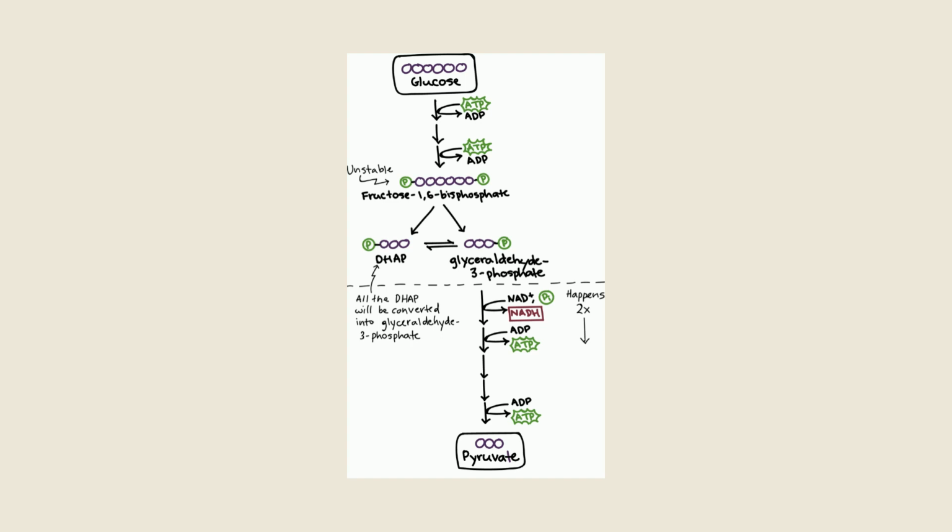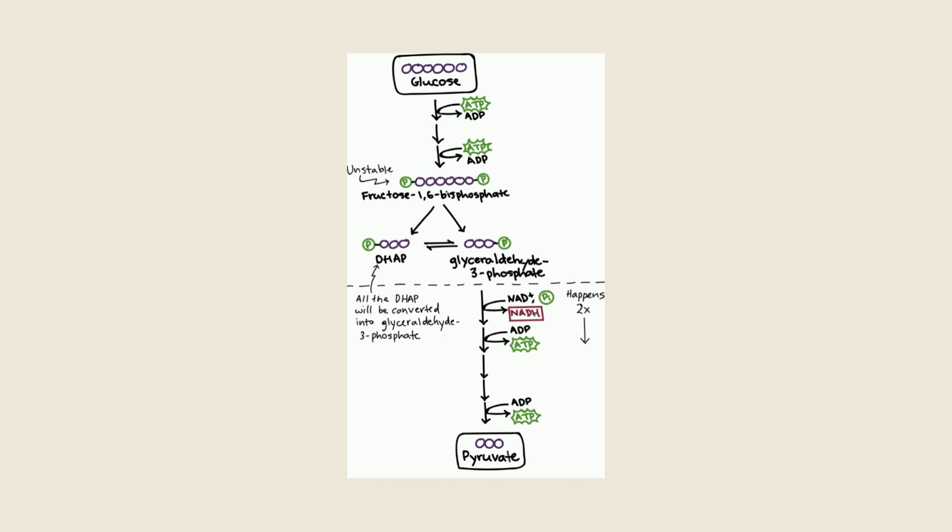Because it is unstable, we need to further split it into two. Splitting of fructose 1,6-bisphosphate will produce two types of three-carbon compounds, glyceraldehyde 3-phosphate and DHAP. DHAP is not needed in the process of cellular respiration. It is undesirable.